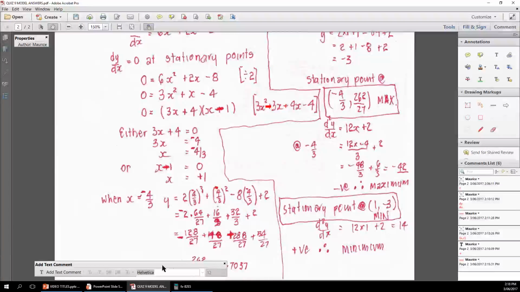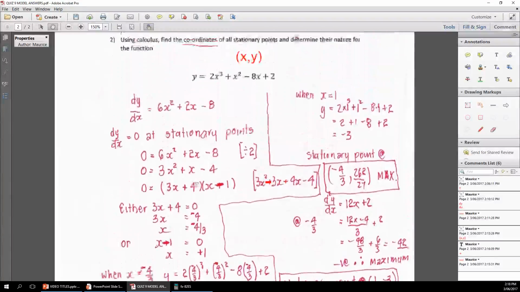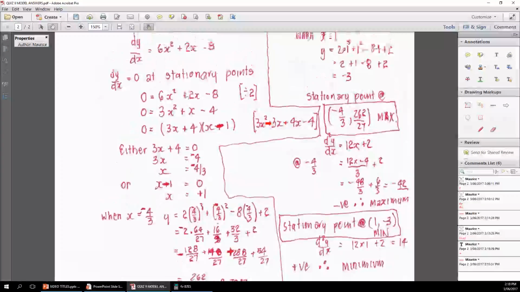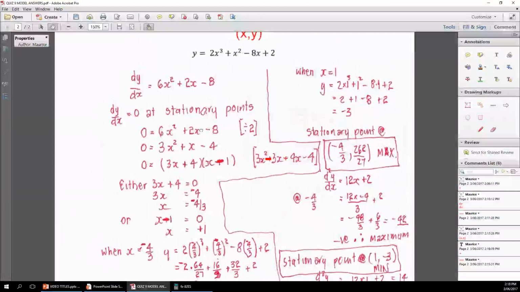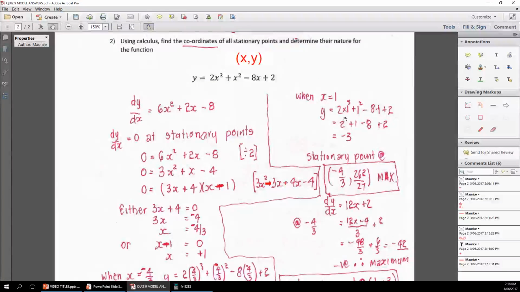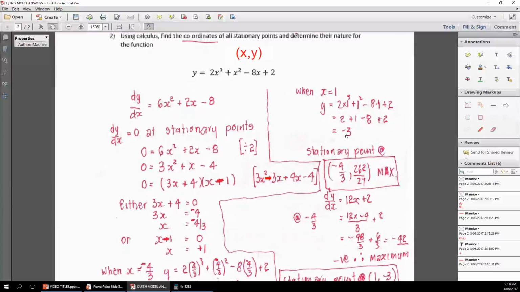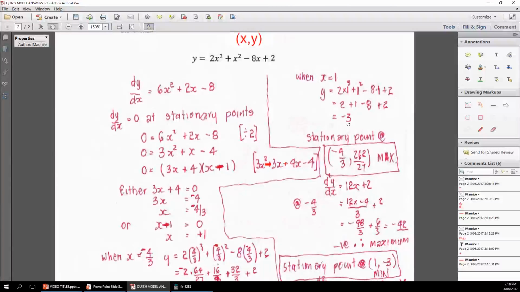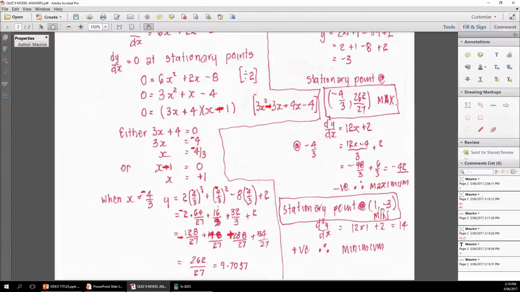We add all that up, the tops anyway, because the bottoms are the same. 262 over 27 is 9.7037. So when x equals negative 4 on 3, y equals 262 over 27. These are the coordinates of the stationary point at negative 4 on 3. And then we do the same for the stationary point at 1. When x equals 1, y equals 2 times 1 cubed plus 1 squared minus 8 times 1 plus 2, which is 2 plus 1 minus 8 plus 2, which is negative 3. So the coordinates of the second stationary point at x equals 1 are 1, negative 3. And you'll see that I have 1, negative 3 there, and negative 4 over 3, 262 over 27 there.